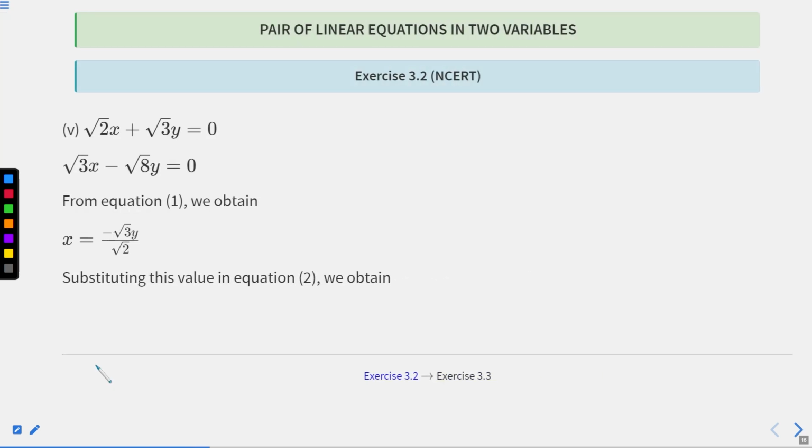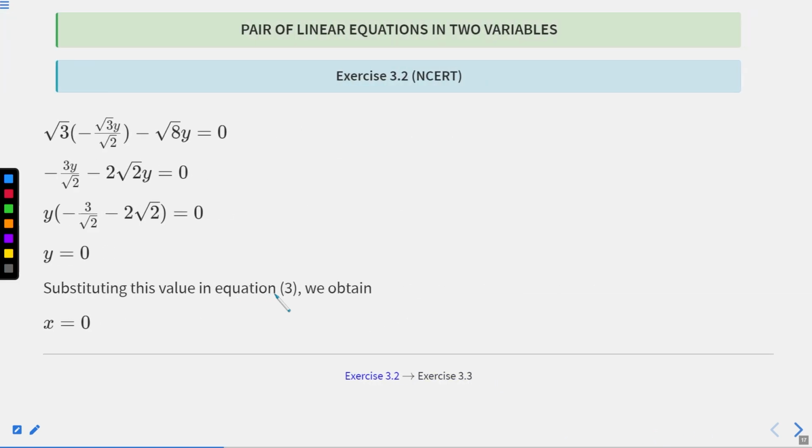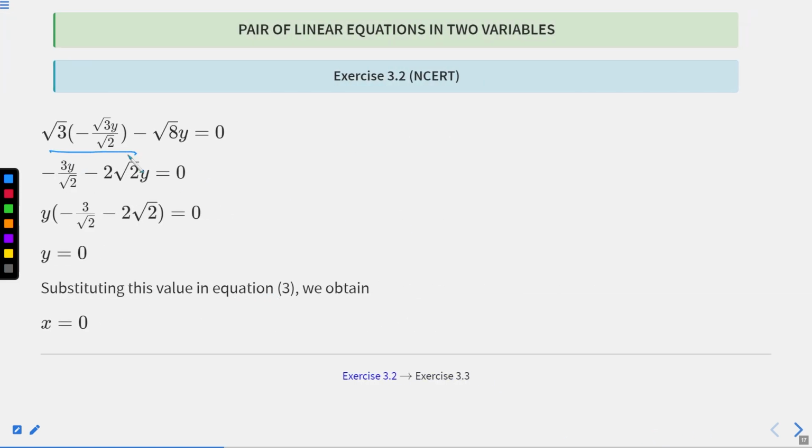Now let us solve question number 5. In question number 5, we are given these two linear equations. This is equation 1 and this is equation 2. From equation 1, we obtain x equals minus root 3 y by root 2, naming this equation 3. Now if we substitute this value in equation 2, we obtain root 3 times minus root 3 y by root 2 minus root 8 times y equals 0.